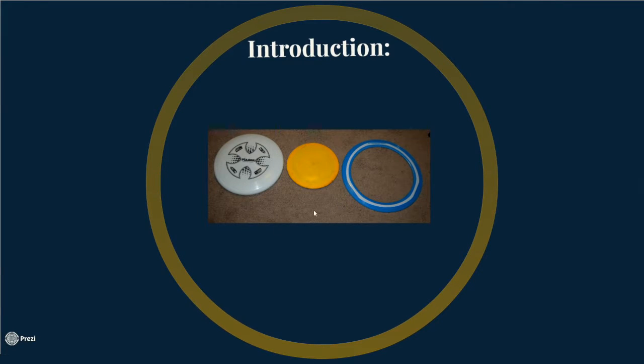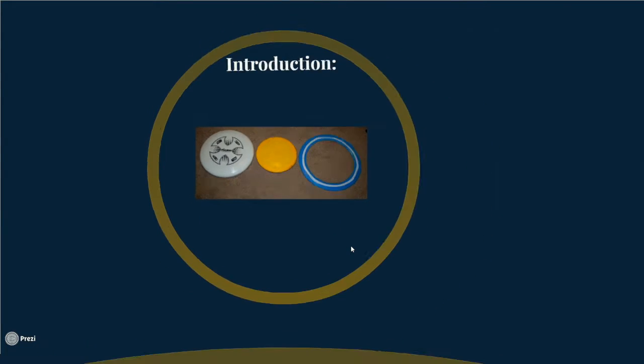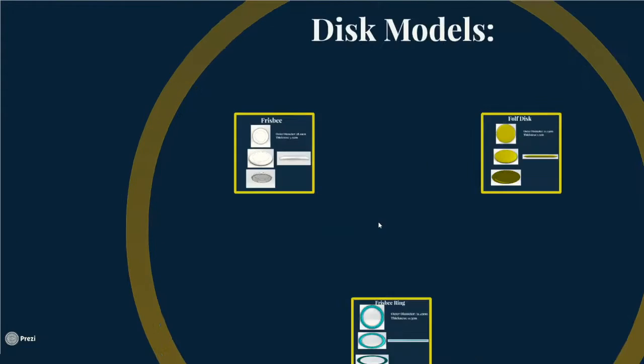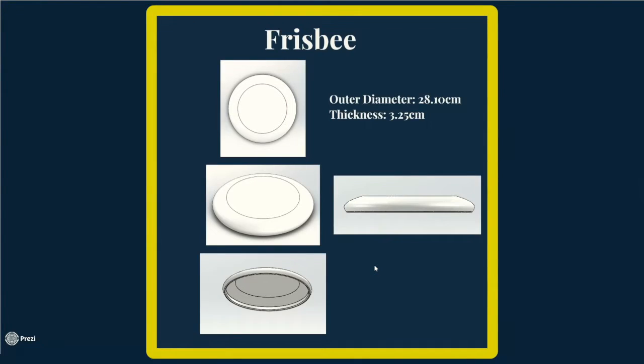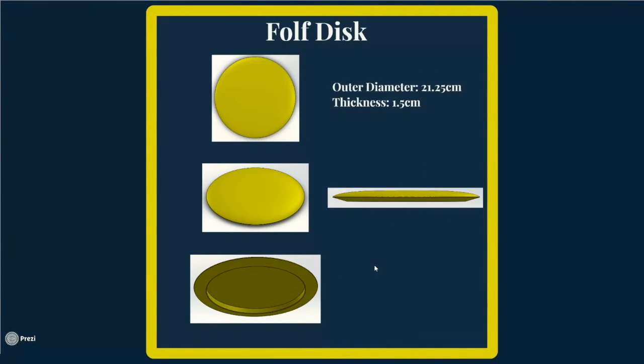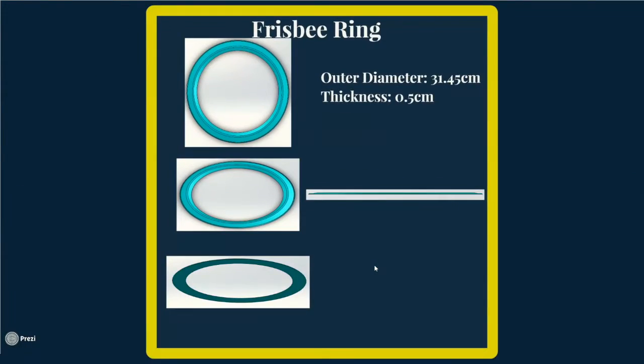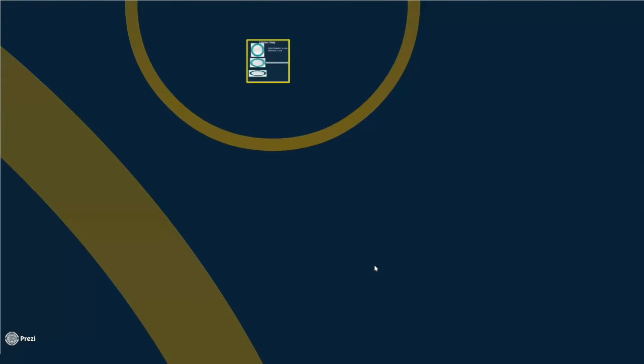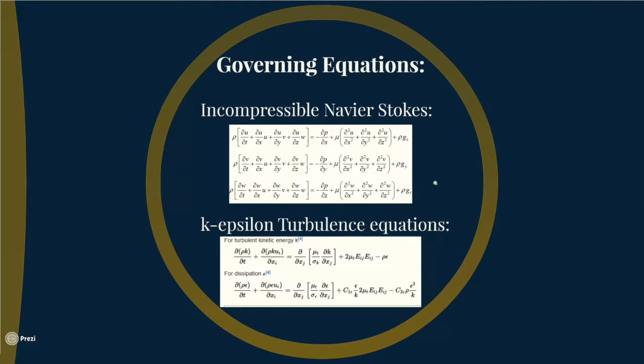For my experiment, I took 3 different disc shapes, and the goal is to compare how the 3 discs fly to one another, and then determine what throwing velocities might be the best for each disc. The 3 disc models utilized were the Frisbee, the Fault disc, and the Frisbee ring. These were then meshed and put into the fluid setup.